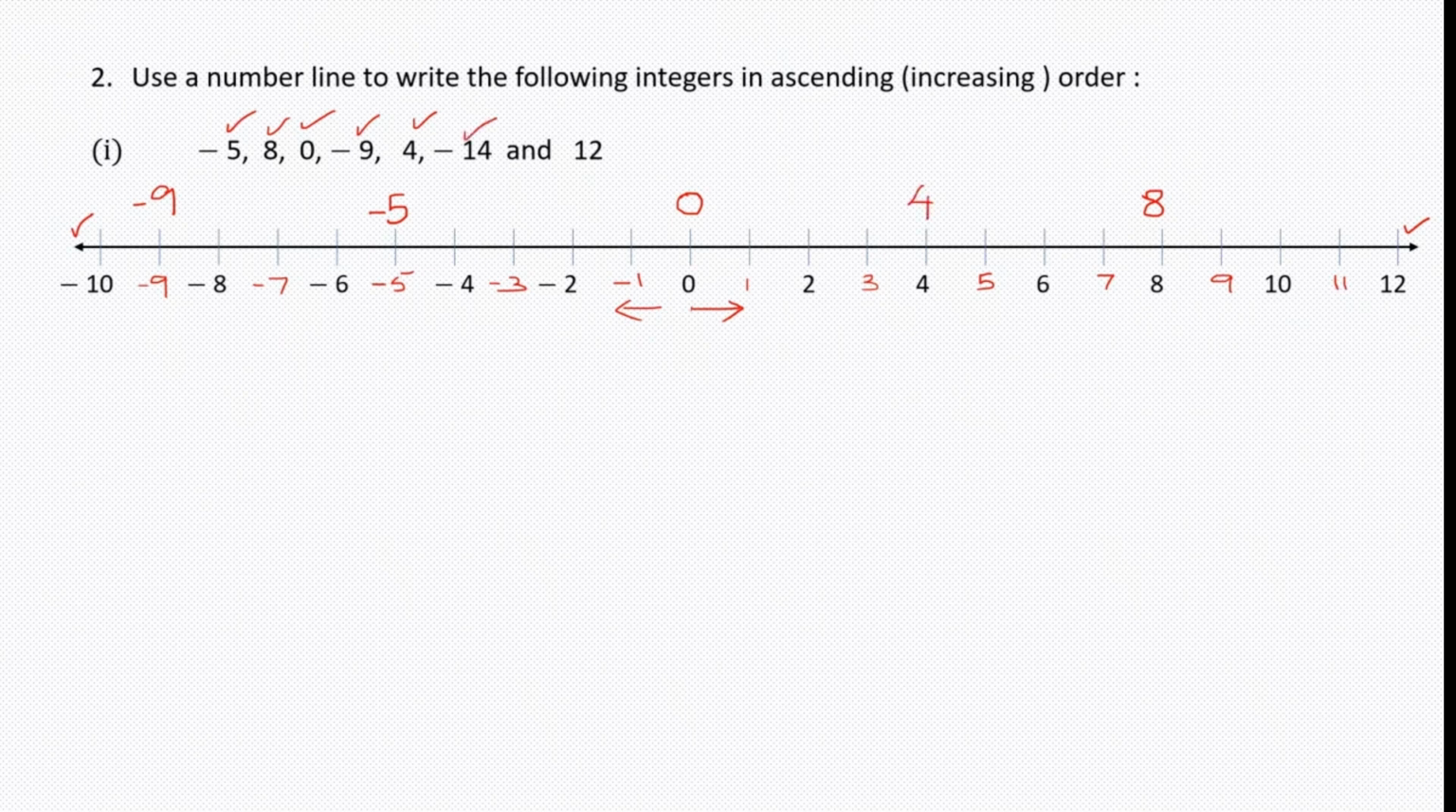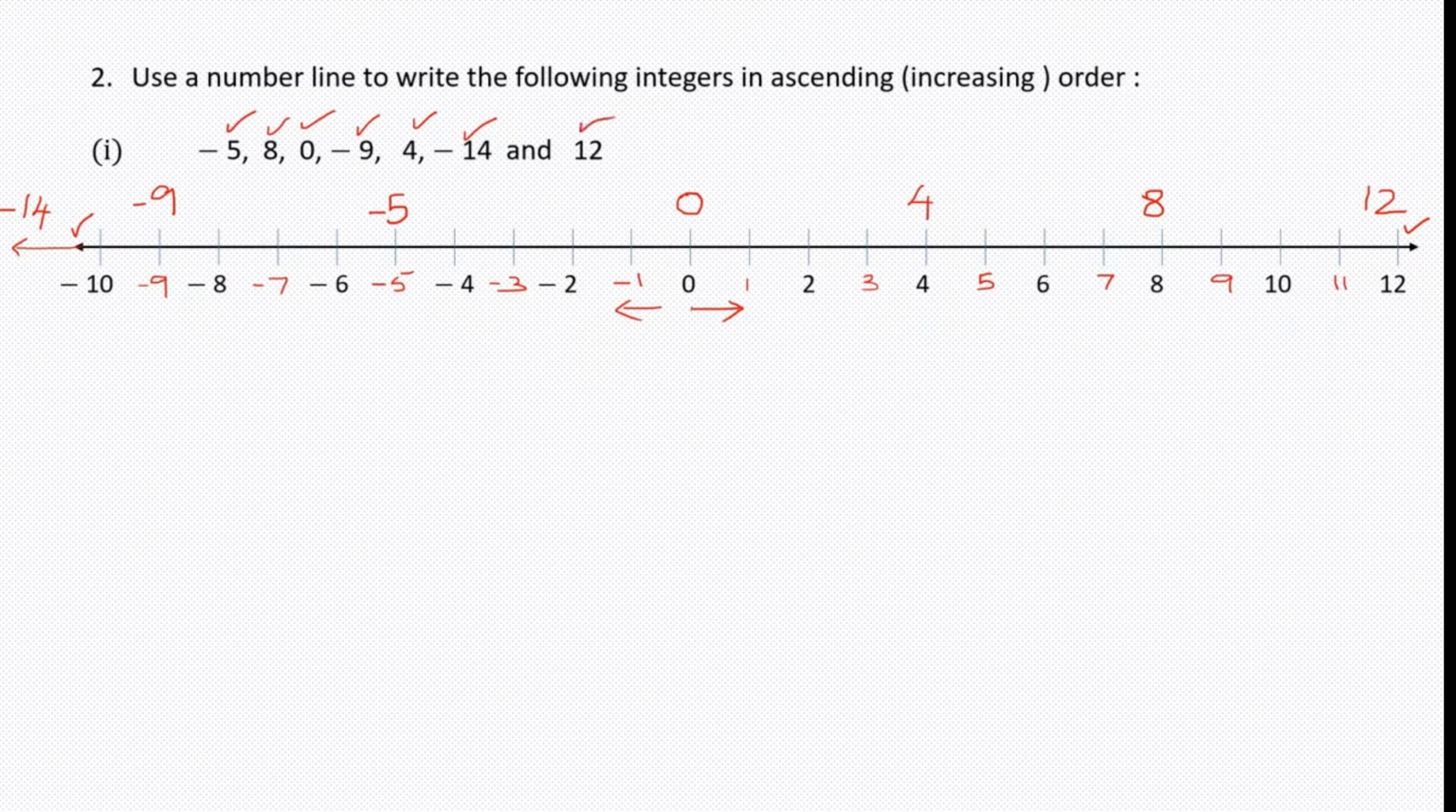Minus 14. So minus 14 will go beyond minus 10. So let me write minus 14 here. Okay, if I have to plot this on the number line, it will go beyond minus 10. So we have minus 14 and we have 12. So 12 is here. So let me write that down. Okay, so I have put down all the numbers.